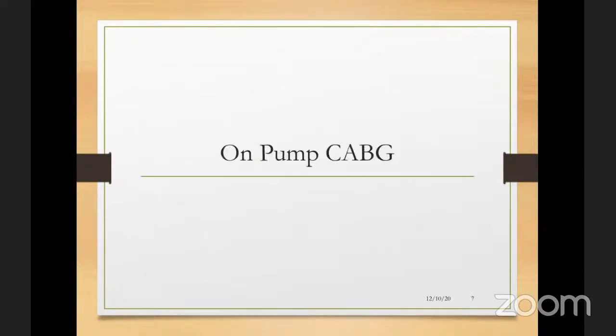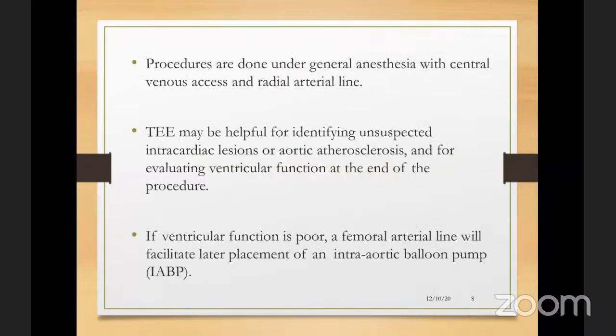On-pump CABG is done under general anesthesia with a central venous access and radial arterial access. TEE may be helpful for identification of unsuspected intracardiac lesions or aortic atherosclerosis and for evaluating ventricular function at the end of the procedure. In case the patient has poor ventricular function, a femoral arterial line can be inserted to facilitate later placement of an intra-aortic balloon pump if needed.